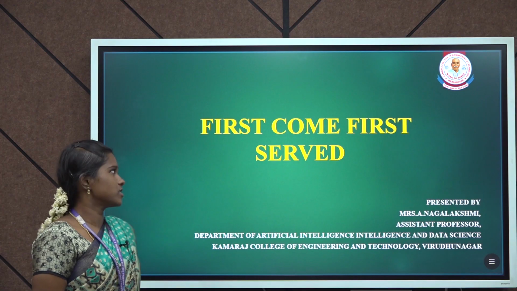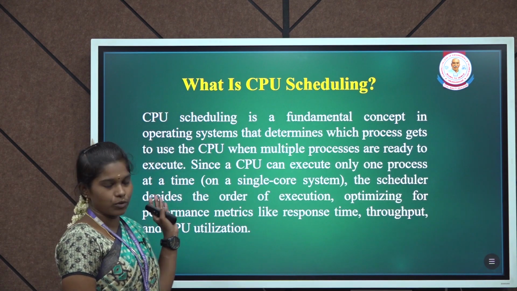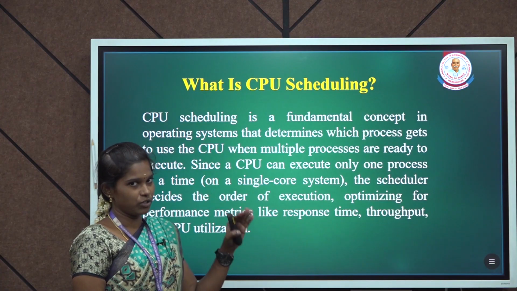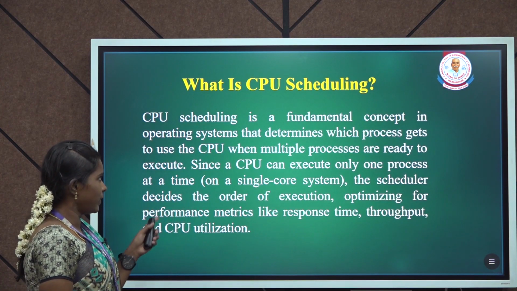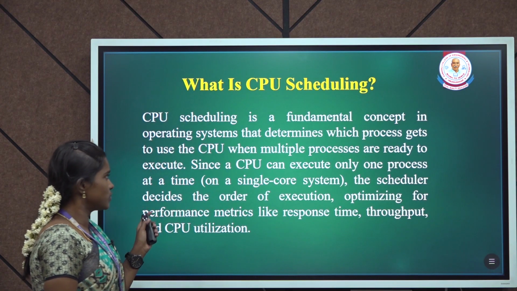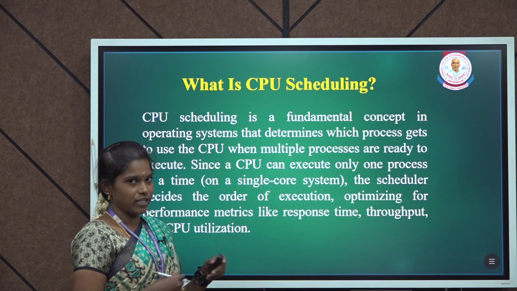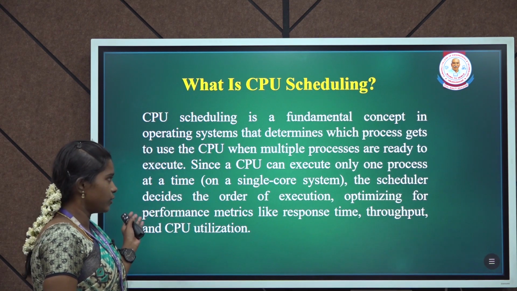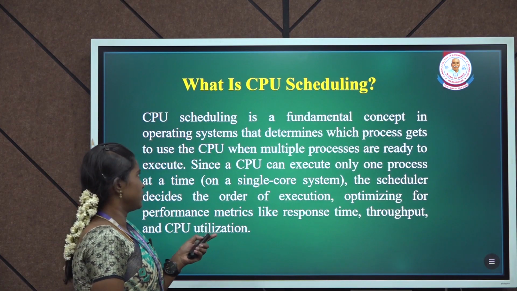Today we are going to discuss first come first served. First of all, you have to know what CPU scheduling is. CPU scheduling is a fundamental concept in operating systems that determines which process gets to use the CPU when multiple processes are ready to execute. In this scenario, the scheduler decides the order of execution.